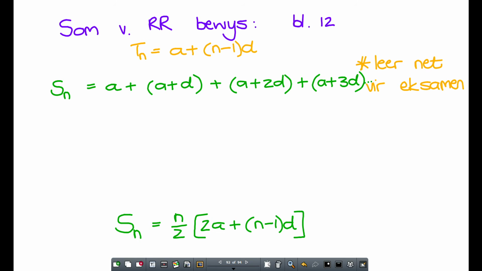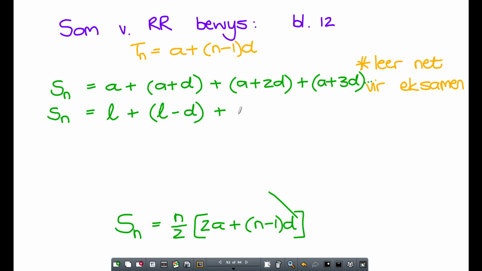We can also say the sum of n gaan wees, as jy hom van agteraf vat, the last term plus, dan die term voor die laaste will be last minus d. So basically I'm now working it from the back towards the front. Do you guys agree? Okay.